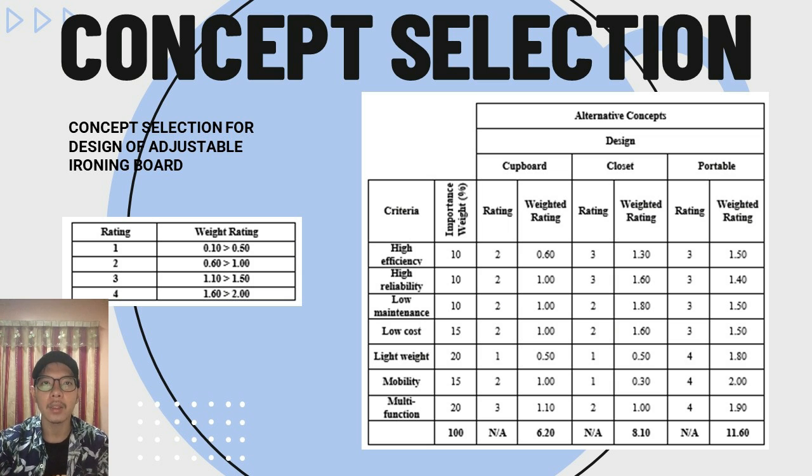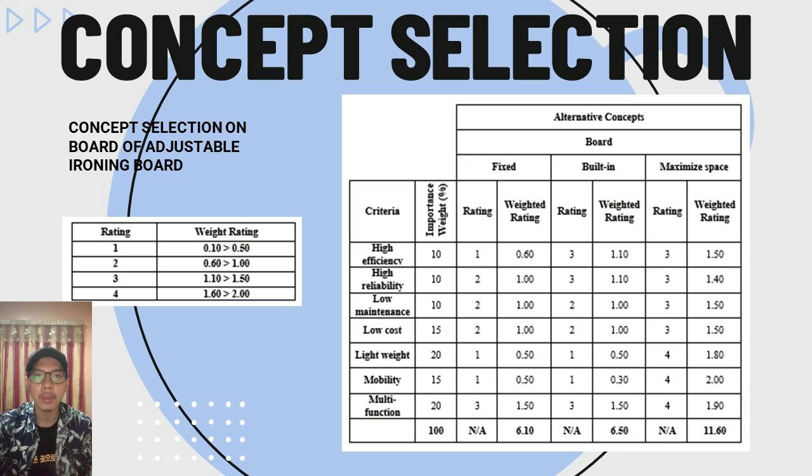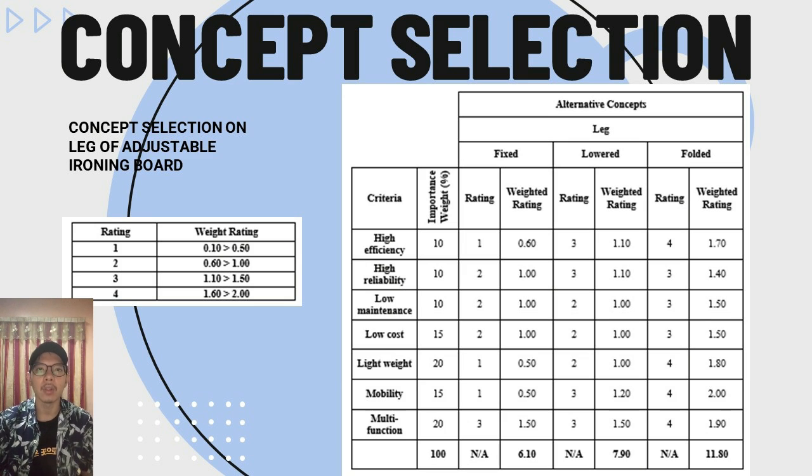And next slide is concept selection for design of adjustable ironing board. As you can see, portable got the highest weightage, which is 11.6. The next slide is concept selection on board of adjustable ironing board. You can see that maximize space got the highest rating, which is the same as design, 11.6. Next slide is concept selection on leg of adjustable ironing board. Among fixed, lowered and folded, folded got the highest weight rating, which is 11.8.